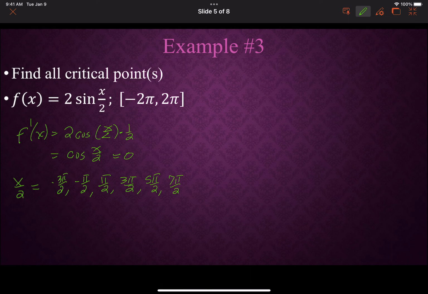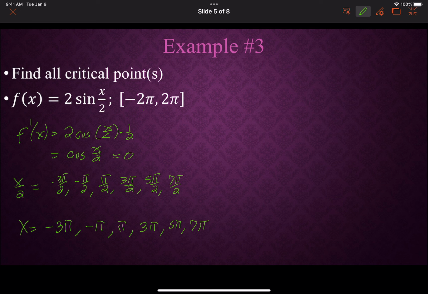If it turns out when we do this that I haven't fully filled out the window from negative 2 pi to 2 pi, then I'll expand out more positive or negative coterminal angles. But here we conclude, we're going to multiply both sides by 2. So we get negative 3 pi, negative pi, positive pi, 3 pi, 5 pi, and 7 pi because all the 2's cancel.